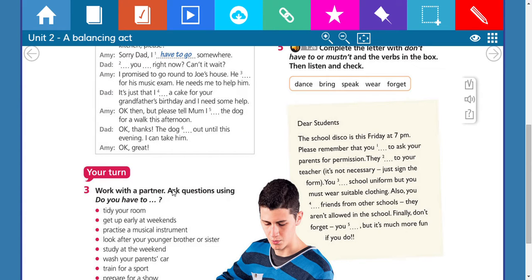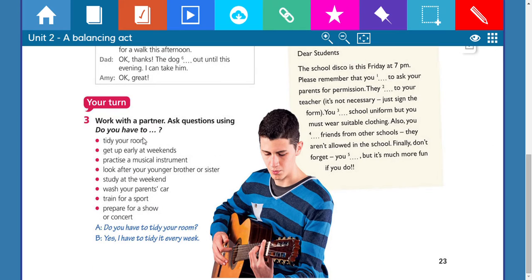Your turn. Work with a partner. Ask questions using do you have to. So the idea is this. Start with do you have to and use this information to complete the question. For example, letter A. Do you have to tidy your room? Yes, I have to tidy it every week. What does tidy mean? Ordenar.